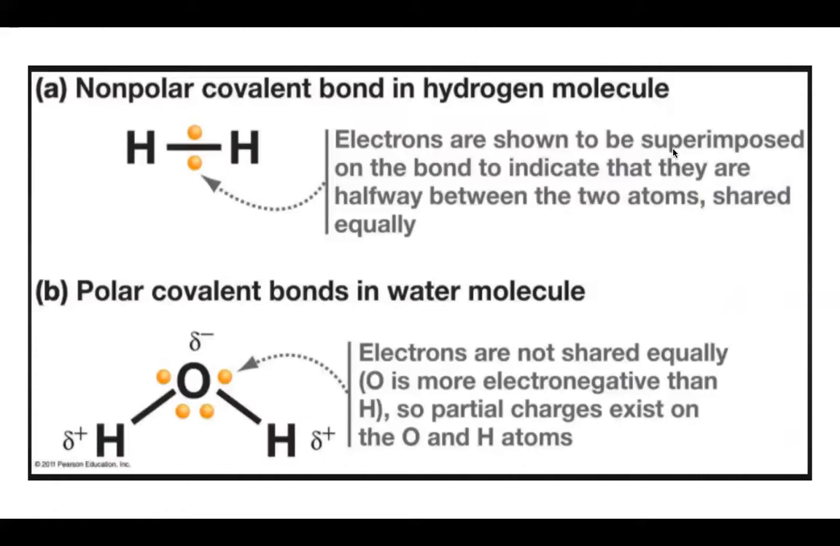So in quick summation here, nonpolar molecules, like the hydrogen we saw, again, equal sharing. Those electrons essentially are halfway between, as it says there, both of the nuclei. With water, for instance, unequal sharing. The oxygen is more electronegative, and so it's going to hog those electrons a little bit more, and so you get a little bit of a net negative charge by the oxygen.